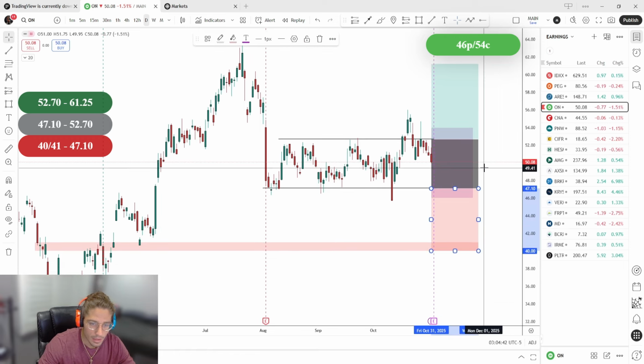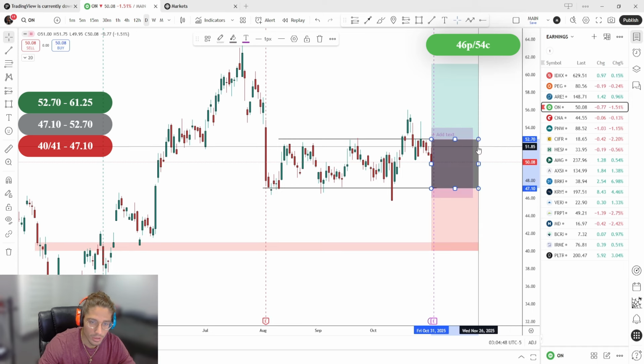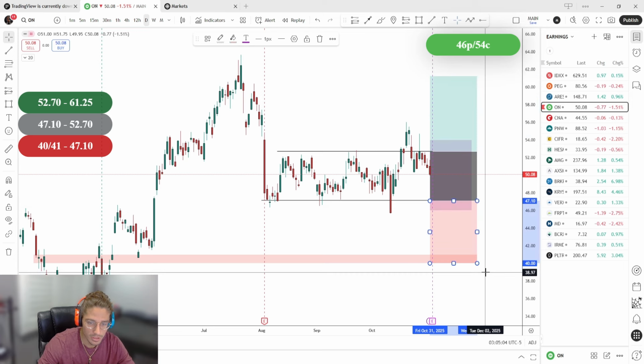Quick recap on this one. The long strangle is rated a 6 out of 10 with a 46 put and a 54 call. The untradeable levels are going to be from 47.10 to 52.70. The bullish start is going to be at the top of the untradeable zone at 52.70 all the way up to 61.25. The bearish zone and bearish target is going to start at 47.10 all the way down to this zone right here, which is measured from 41 down to 40.